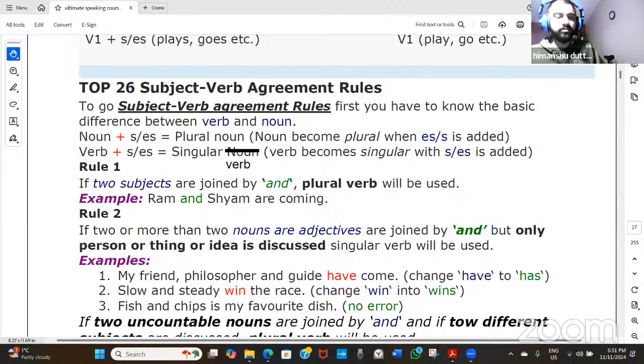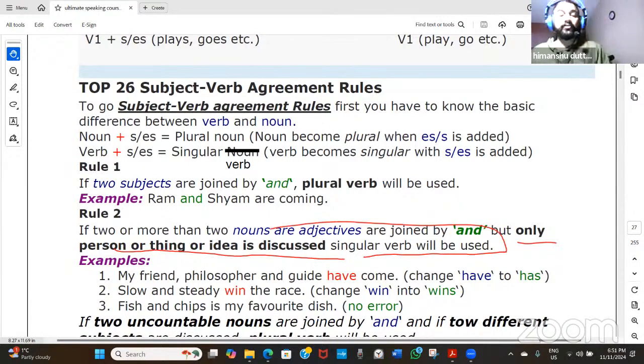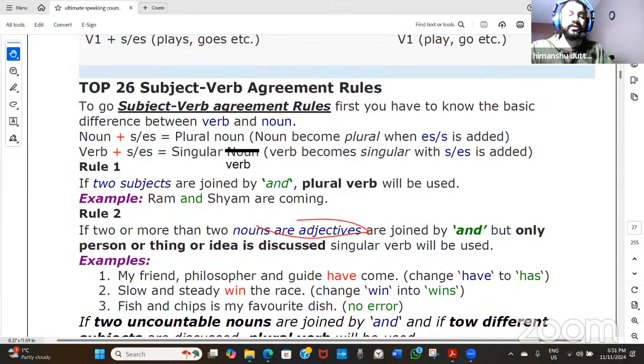Nouns are adjectives? Oh my God. But only when a person, thing, or idea is discussed, the singular verb will be used. So that's how it is. This is the rule. That's what I was trying to tell you: it is not about nouns being adjectives or something. I'm telling you, nouns can never be adjectives.